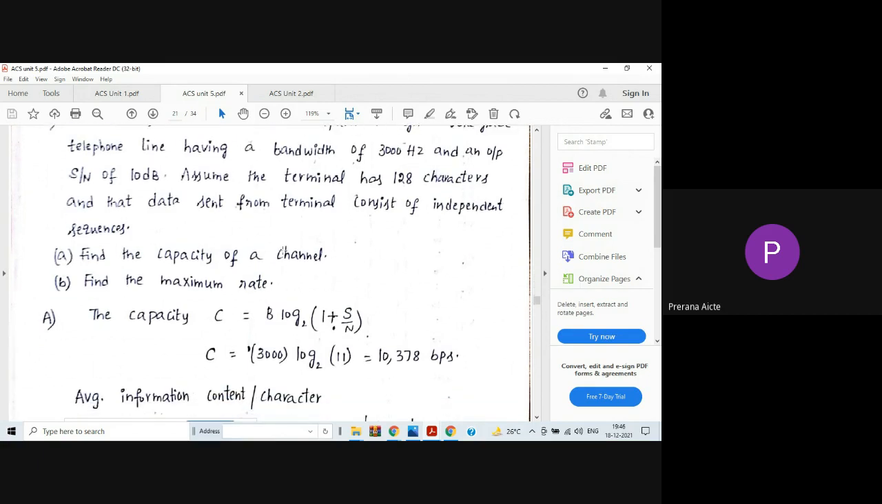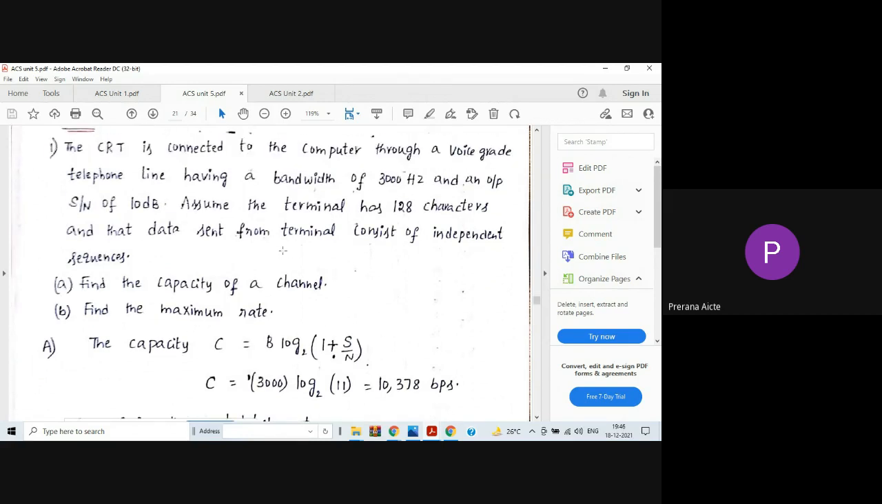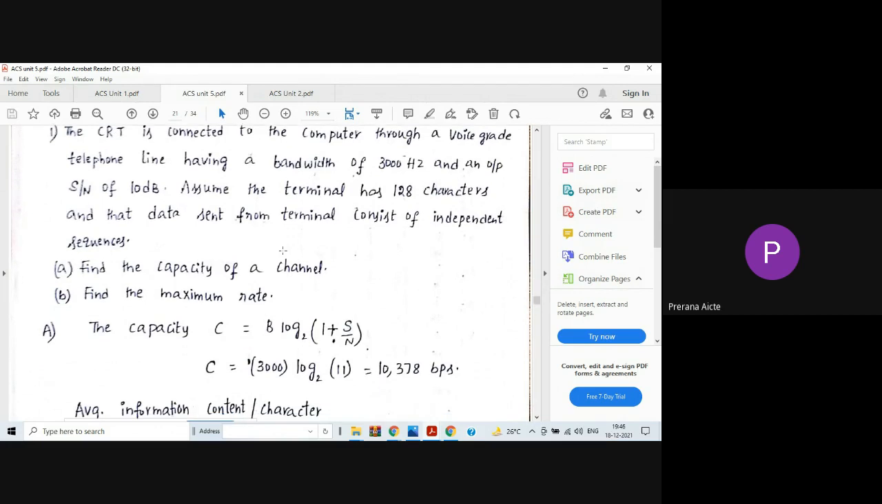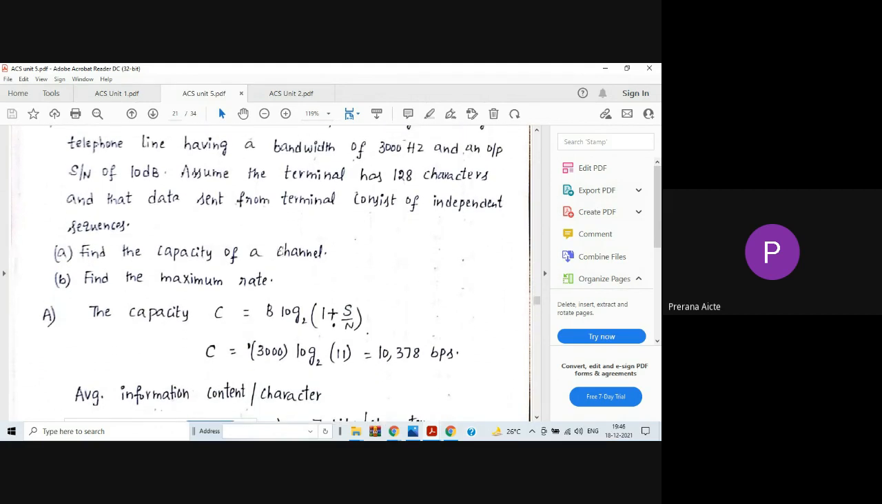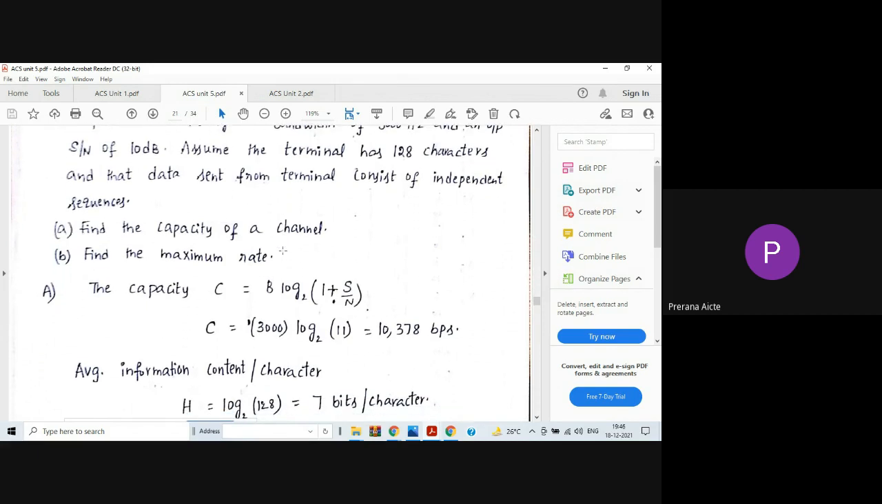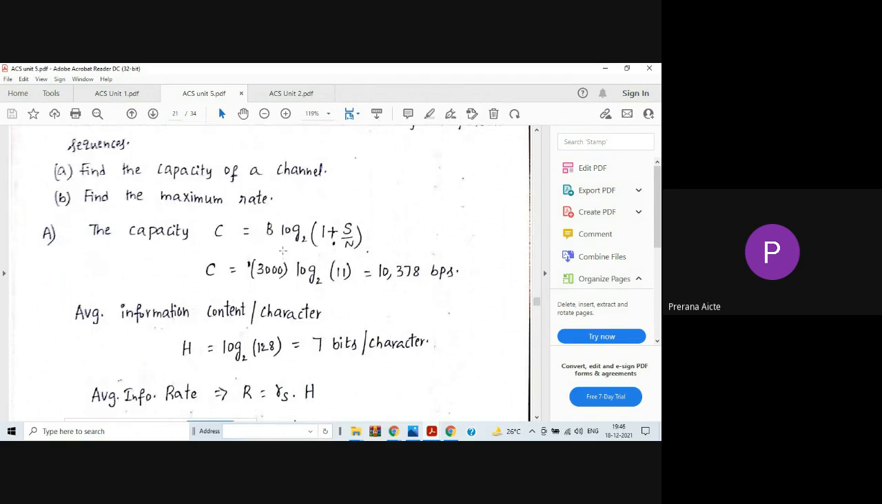So what is the formula? C equal to B into log of 1 plus S by N. What is B? Bandwidth, which is 3000. Log base 2. What is the S by N ratio they have given? 10. So C equal to 3000 into log base 2 of 1 plus 10. So the capacity, if you calculate, is about 10,378 bits per second.